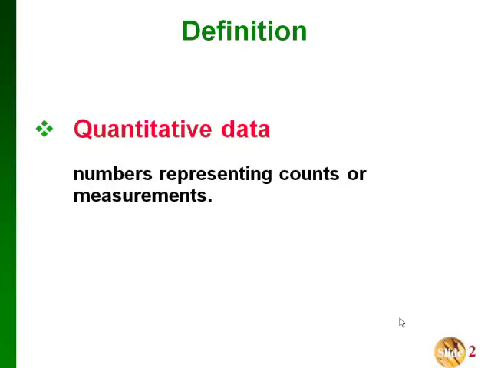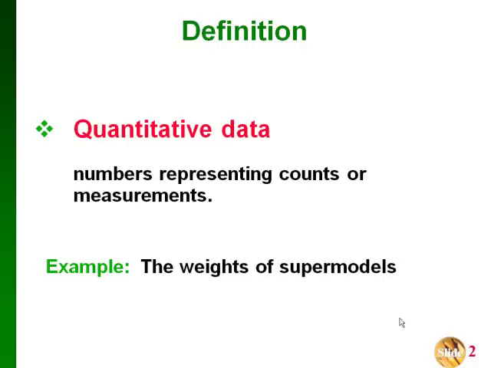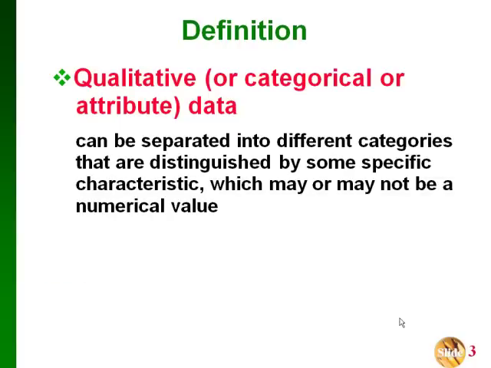First of all, types of data. We have quantitative data, which is just numbers that represent counts or measurements. An example of this would be the weights of supermodels or of any other group of people.